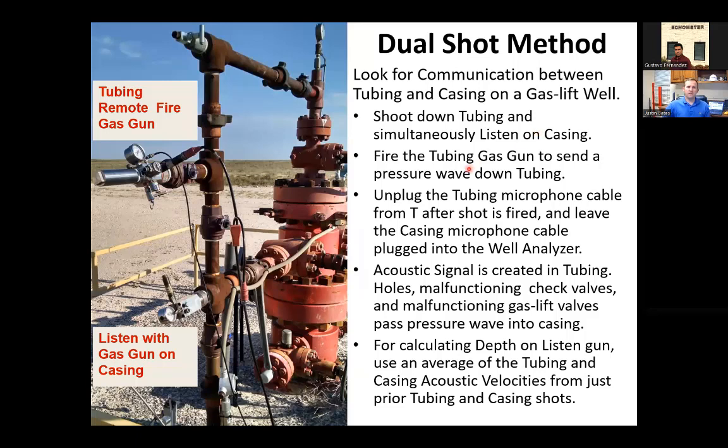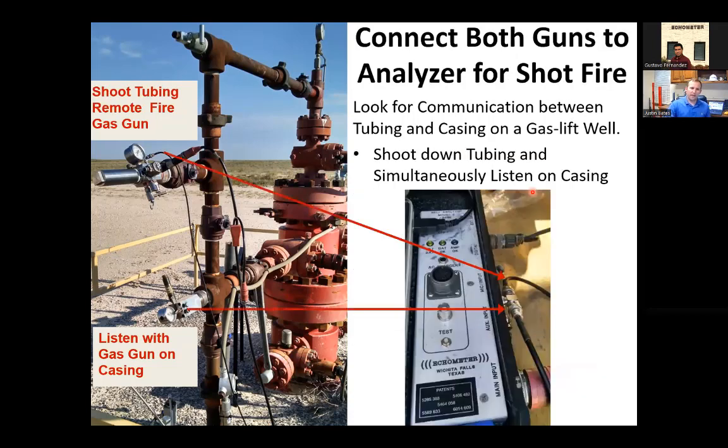Now, what are we going to do? We're going to fire the tubing gas gun and send a pressure wave down the tubing, and we're going to utilize a BNC connector T, and we're going to hook up one gun to one side, the firing gun to one side, and the listening gun to the other. In all reality, what we're utilizing this for is we're tricking the TAM software into starting an acoustic trace by the millivolt increase from the fired shot.